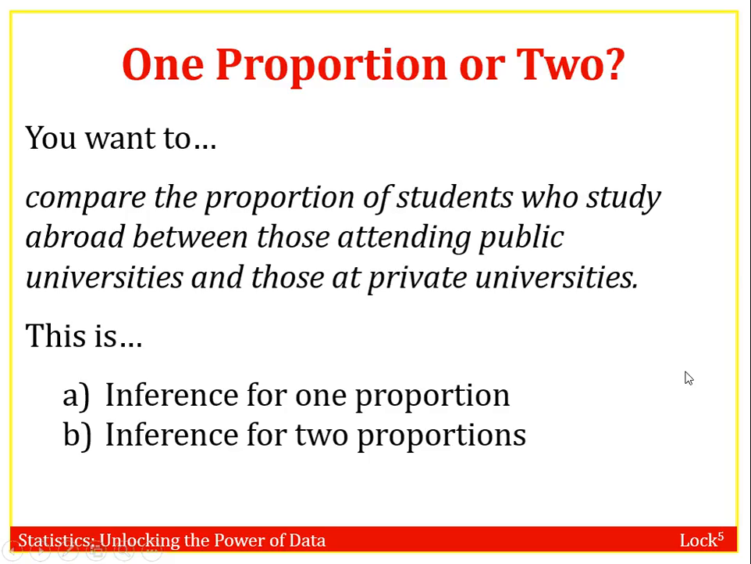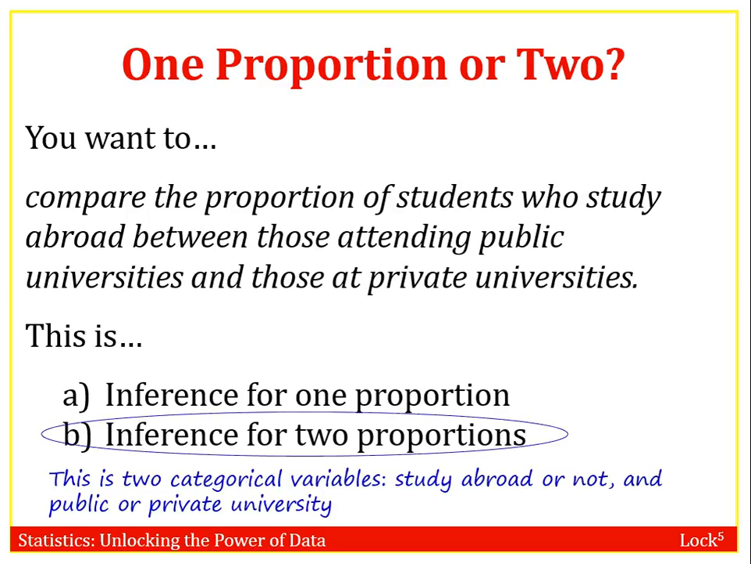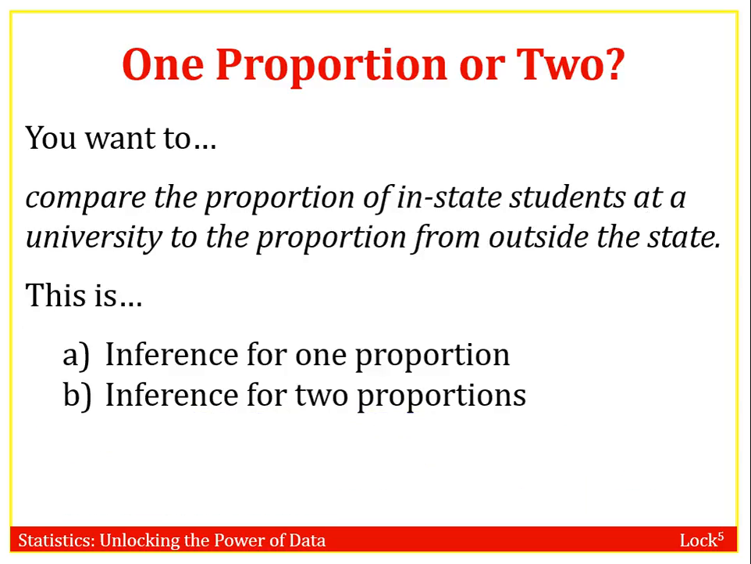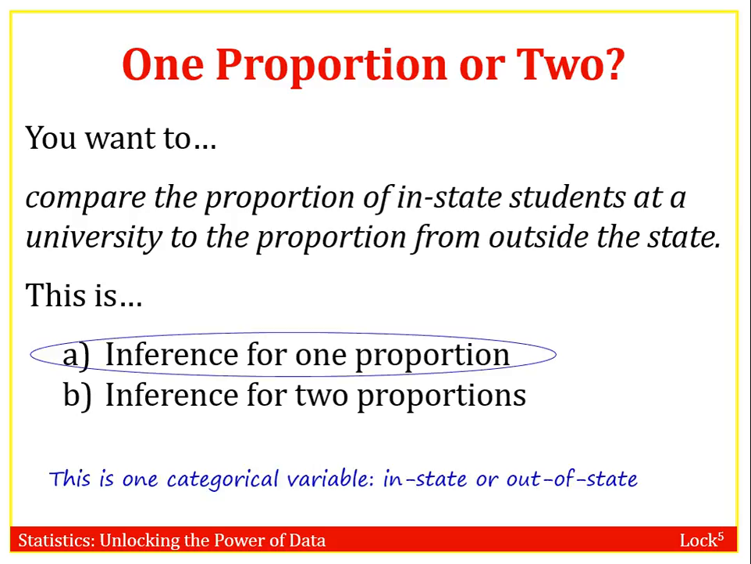So what about this one here? And this would be two categorical variables, because public or private university and study abroad or not study abroad. This one here. This is one proportion. You're either in state or out of state. If you're not in state, that means you're automatically out of state. So you only have one variable that you're dealing with.